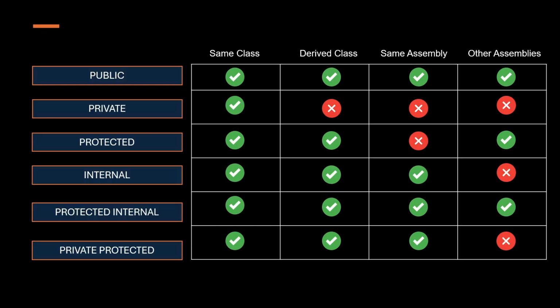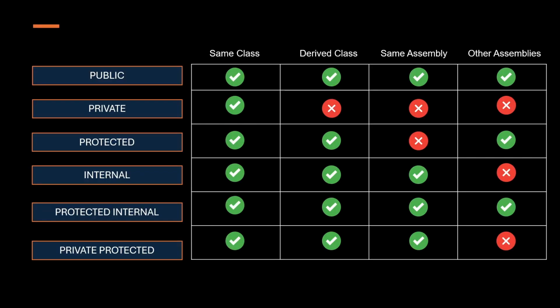Coming to public, it is a no restriction access modifier, be it same class, derived class, same assembly, or any other assembly. It is accessible from everywhere. So that is the accessibility for public. Any other class or methods anywhere within the application, within the same assembly or a different assembly, has the visibility when you use this access modifier, which is public. Use case: when you want to make the member globally accessible. That is when we use a public access modifier.